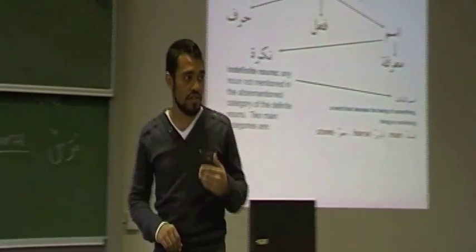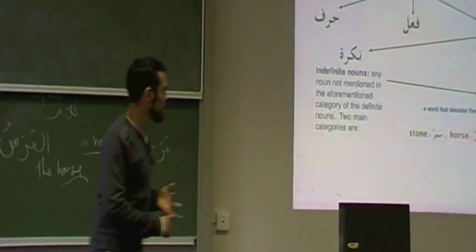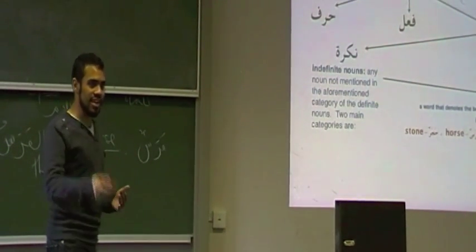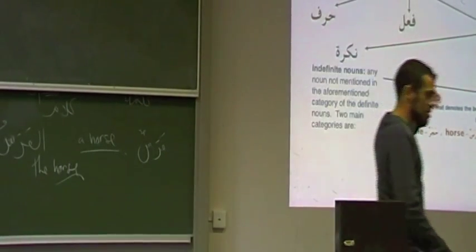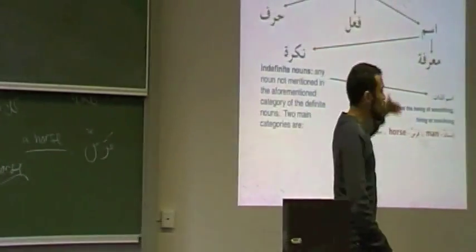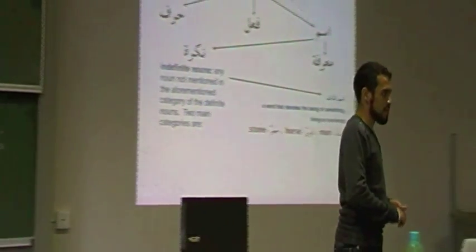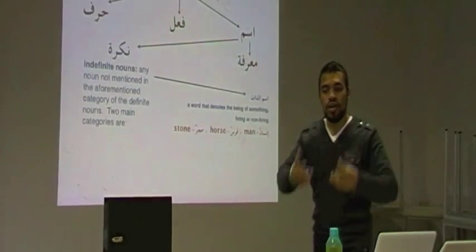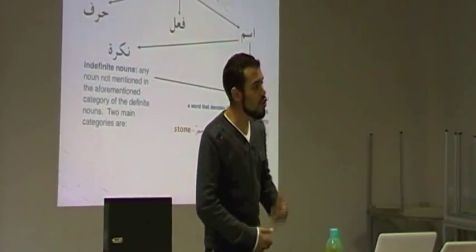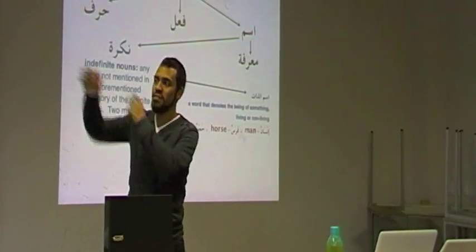Okay, I expect you to know that terminology. Ismu dhat, I expect you to know ismun, fi'lun and harf in Arabic. I expect you to know ismu dhat in Arabic. Okay? Not the rest of the 7 types: ismu al-alam, ismu al-ishara, mawsul, etc. Ismu dhat denotes the being of something. Okay? It denotes the being of something. For example, boy, table, man, window, all of these are denoting the being of something.